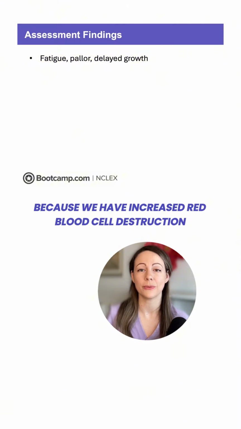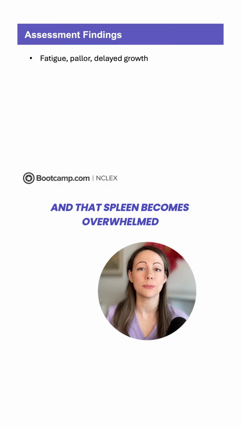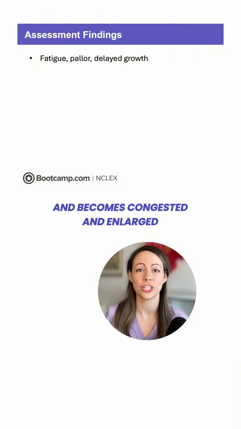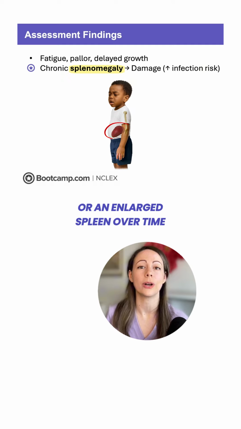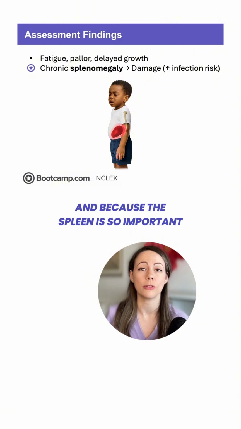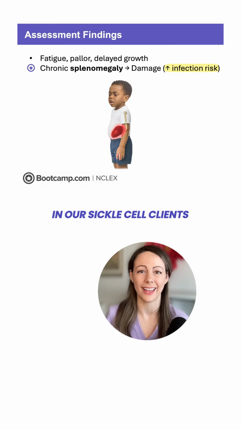Because we have increased red blood cell destruction, where do those red blood cells go to die? Well, they go to the spleen, and that spleen becomes overwhelmed with all those sickled cells and becomes congested and enlarged, and that causes chronic splenomegaly or an enlarged spleen. Over time, that congested spleen becomes damaged, and because the spleen is so important for the immune system, it can increase infection risk in our sickle cell clients.